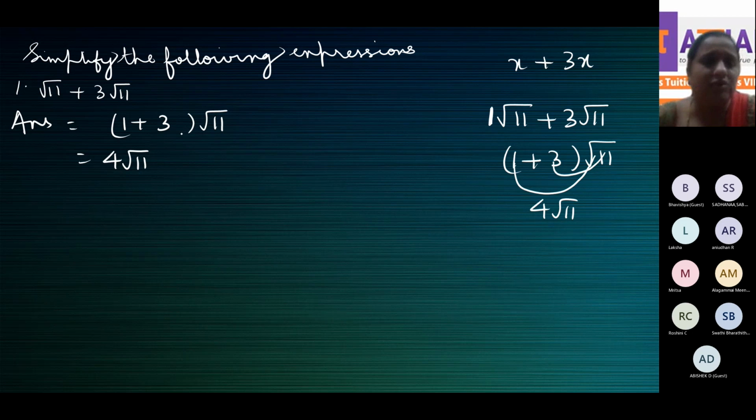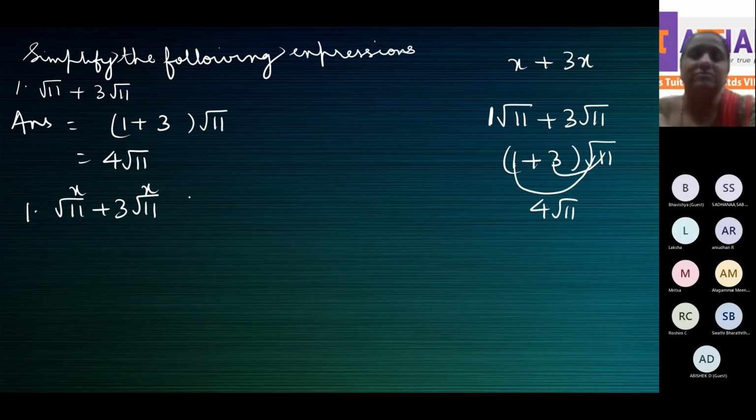Or you don't have to take all this common and all that. You can just do it like root 11 plus 3 root 11. Okay, so it's like x plus 3x. This is like your x. This is x plus 3x because root 11 is x. So what is x plus 3x? 4x. So it's 4 root 11.